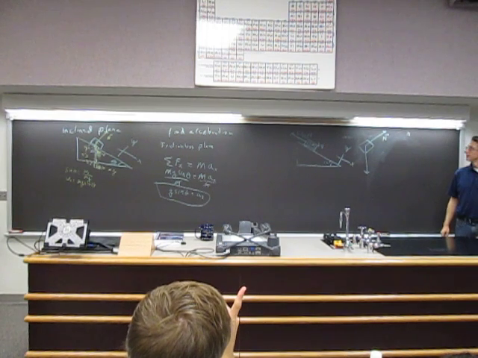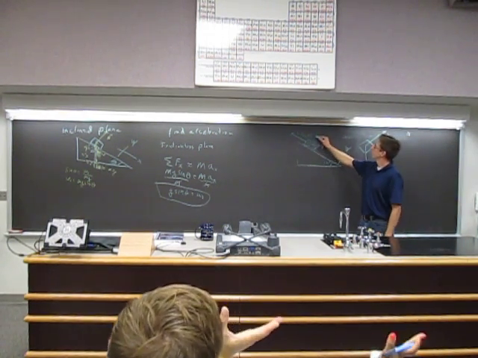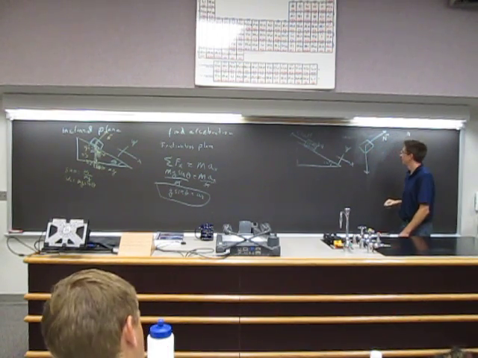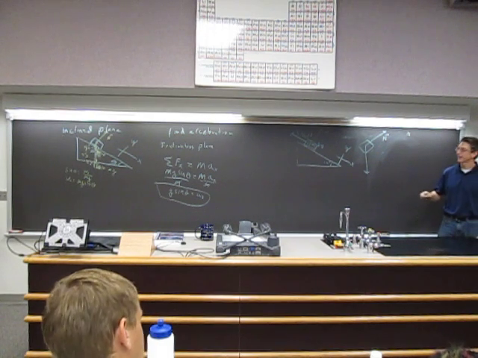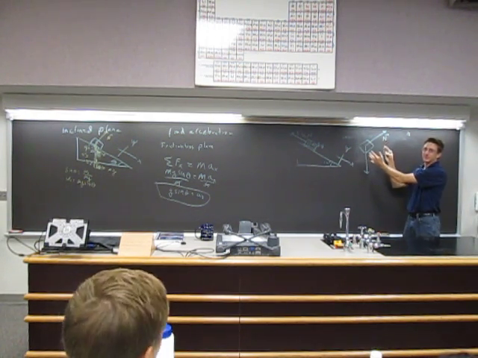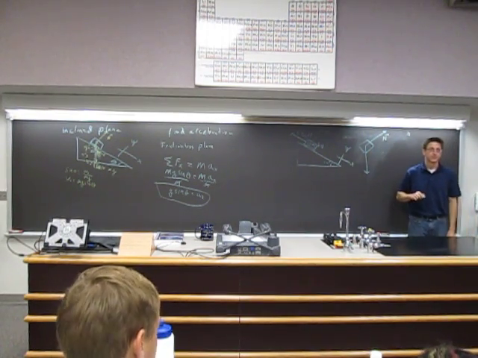Wouldn't n be pointing straight up since it's perpendicular to the plane? No, it's perpendicular to the plane. So it's like the coordinate plane is rotated, then? Yes. You could re-rotate this and resolve it if you want, but I like to do it this way.